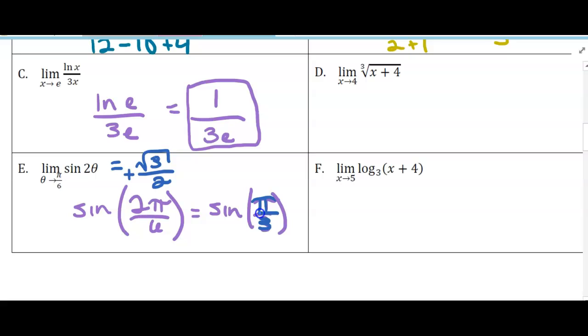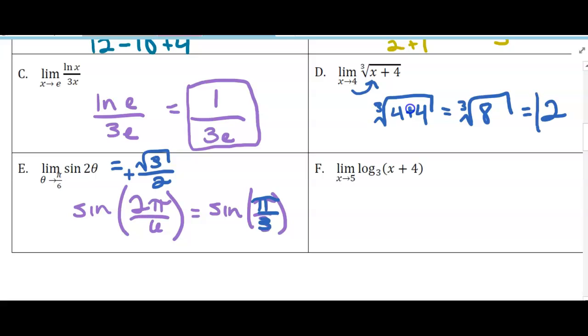Let's go ahead and go through D and F together just quickly. If I'm substituting 4 in for x here, I get the cubed root of 4 plus 4, which is the cubed root of 8. And you should be able to evaluate that and say, hey, the cubed root of 8 is 2. And that is my limit for D.